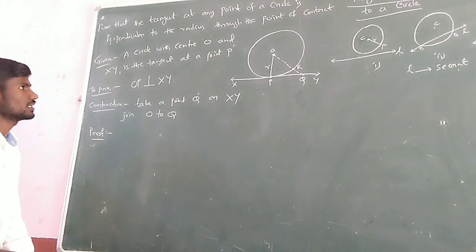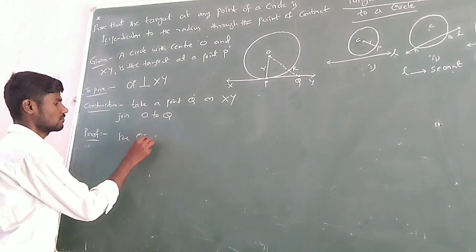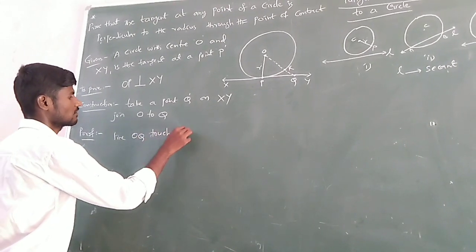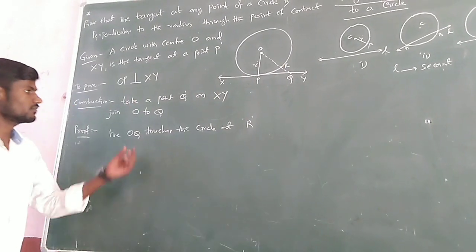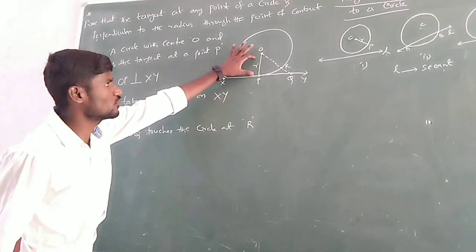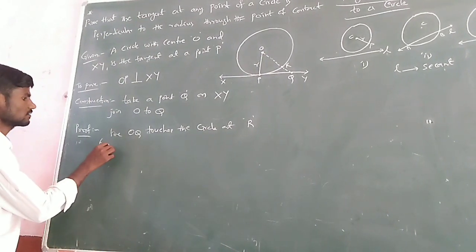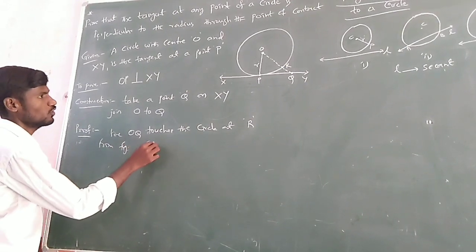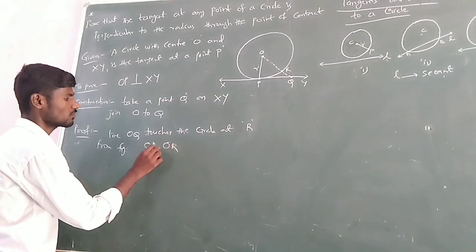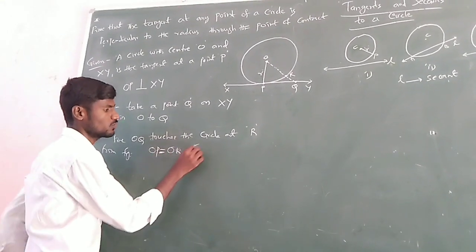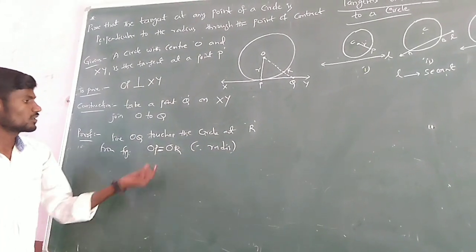So in the proof part, line OQ touches the circle at R. If it touches the circle at R, OP is the radius, and if you observe, OR is also a radius. So from the figure we can take OP equal to OR, because OP and OR are both radii. So OP equals OR since both are radii.